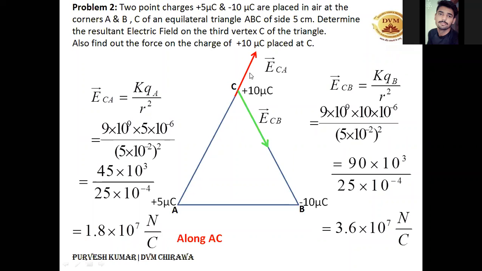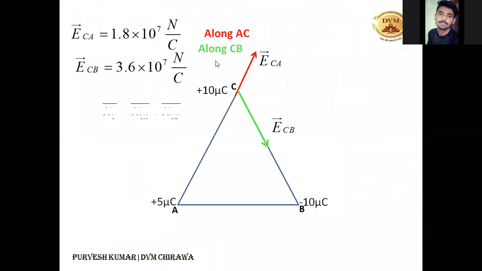So two electric fields we have found out. One is at C because of A, the other again at C because of B. And electric field is a vector quantity. We need to find the resultant of these two vectors, that is ECA and ECB, in order to find the net electric field at C. So the net electric field at point C, we can easily calculate like this. ECA we have found out as 1.8 into 10 to the power 7 Newton per coulomb, and it is along AC, marked with red. ECB is 3.6 into 10 to the power 7 Newton per coulomb, along CB. And the angle between these two is 120 degrees.